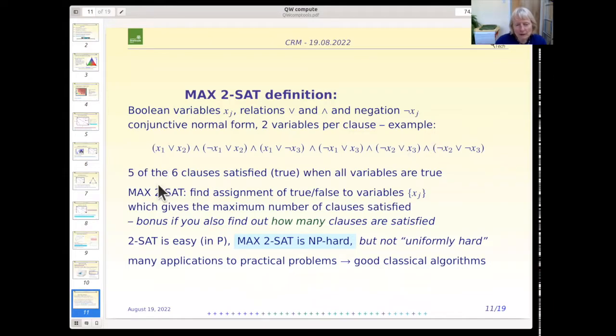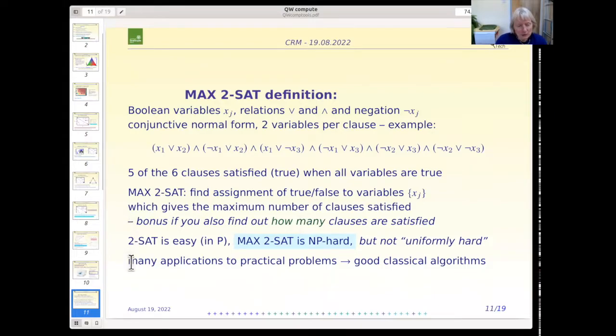In this example, the maximum you can satisfy is 5, and 5 of them will be satisfied when all of the variables x1, x2, and x3 are true. And it's a bonus if you manage to set the problem up in the Ising Hamiltonian, so that the solution will also tell you how many clauses are satisfied. This is actually quite easy to do. You can set it up so that the energy of the assignment of true and false values that you find is an integer that tells you how many clauses are left unsatisfied. And from that, you can, of course, find how many are satisfied.